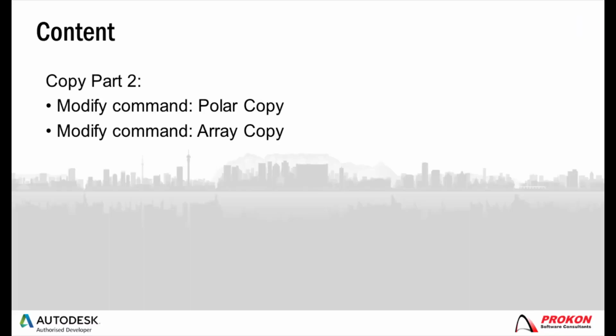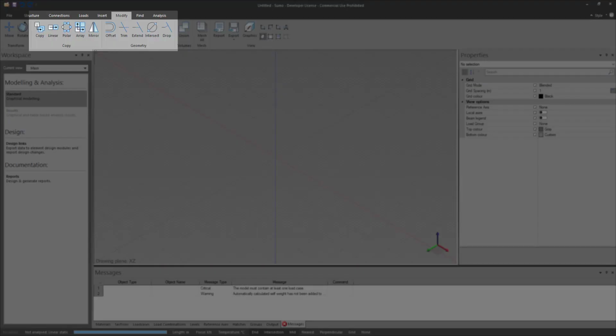This video will illustrate how to use the array and polar copy commands within Sumo. All the copy commands can be found on the modify ribbon in the copy group. We will be focusing on the polar and array copy commands.